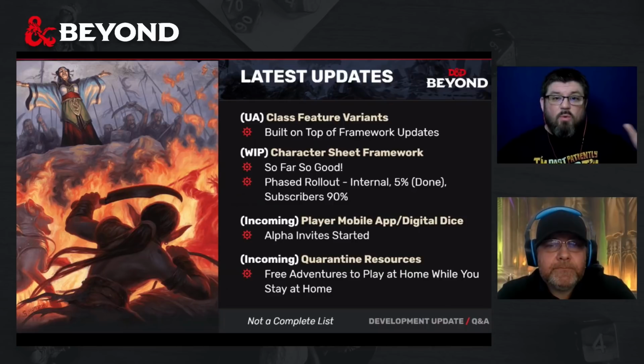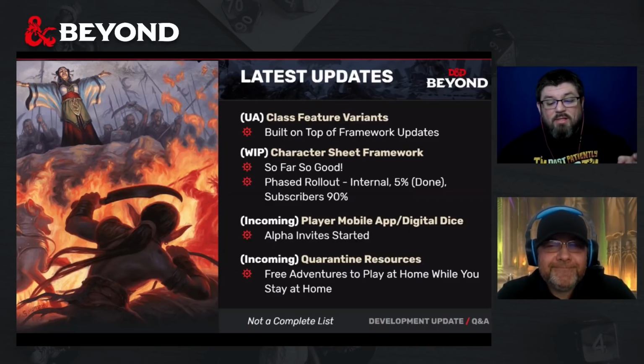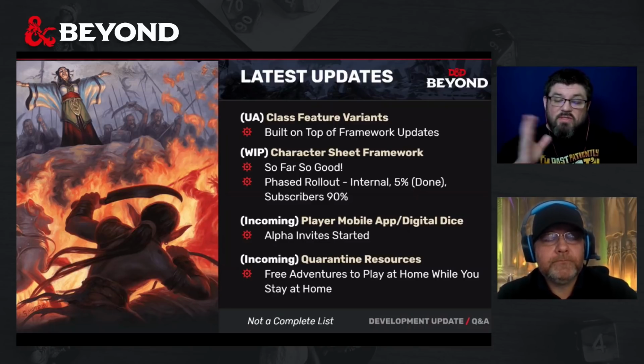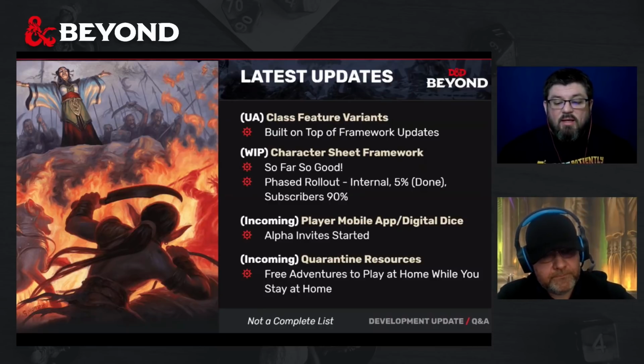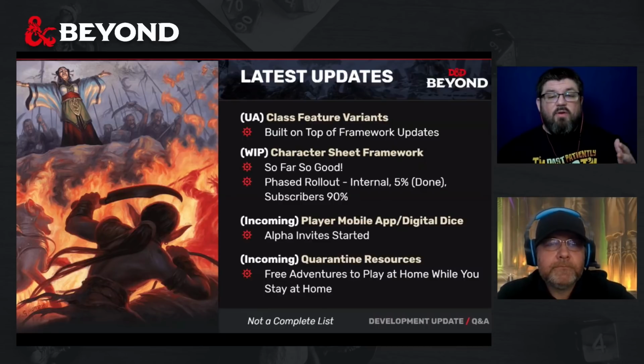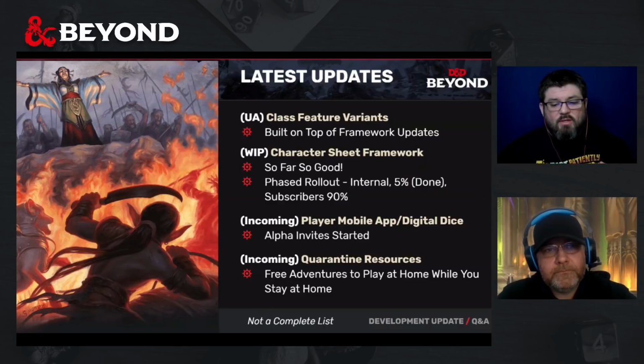And once we get there and we feel comfortable that everything is stable, this is where you're going to start to see some other exciting elements happen. So on the player mobile app, you've signed up for the app. Some of those invites have started going out. So as I said, we're up to about 90% of subscribers, I think, at this point. Some of the invites for the alpha have started going out, and those will go out over time. If you haven't gotten yours yet, definitely keep your eyes peeled. But the alpha with the character sheet in it as a starting point is starting to roll out to subscribers.